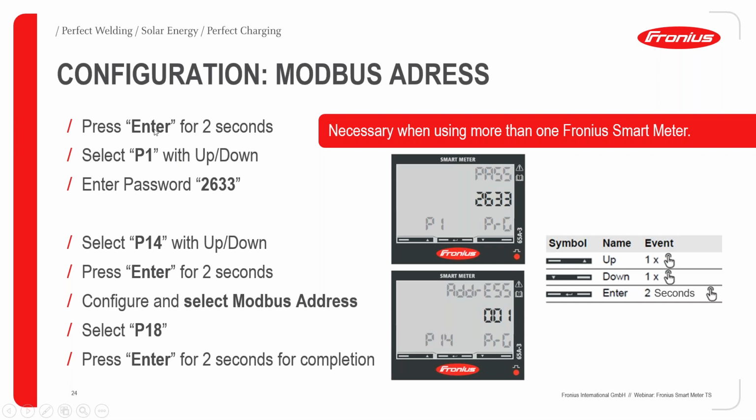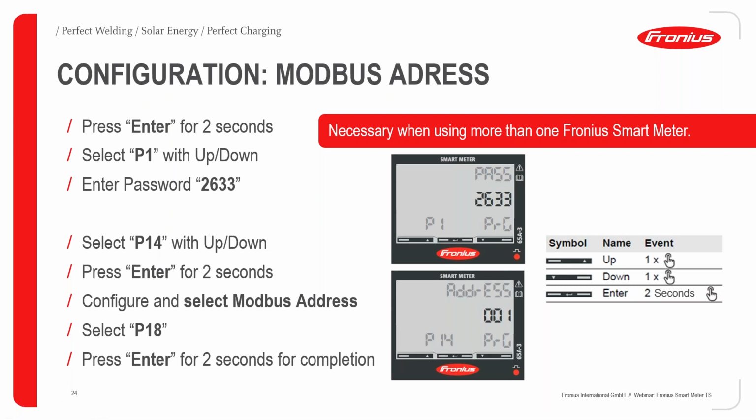And for the first step, we need to press the enter button 2 seconds. It's opening then a list where we need to scroll up and down until we get to page 1. And then it's asking for the password. The password, it's a factory password. It's always the same. And it's 2633. We enter it. And then we select P14 with the up and down buttons.